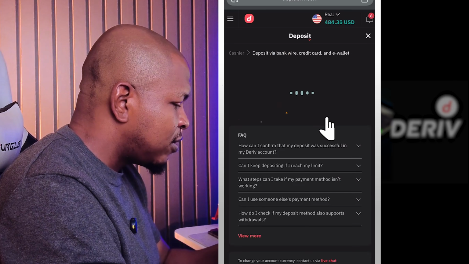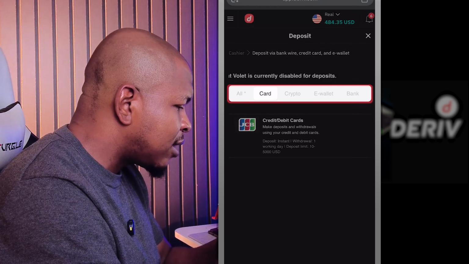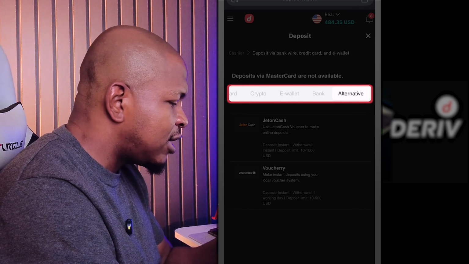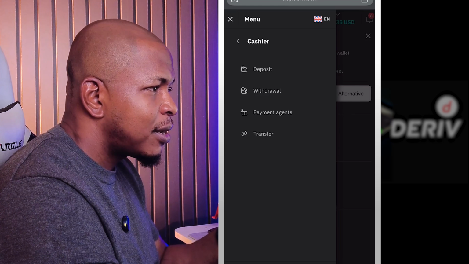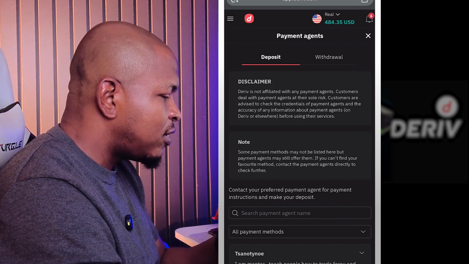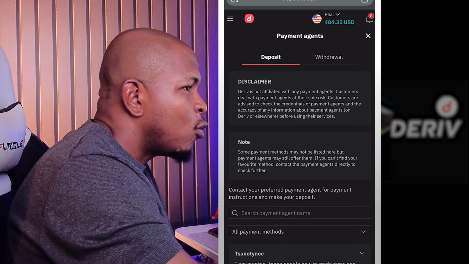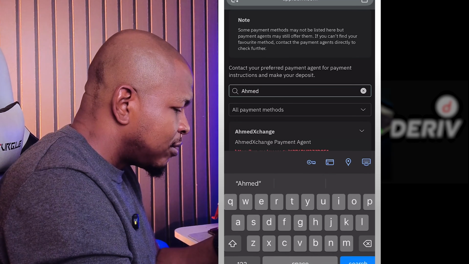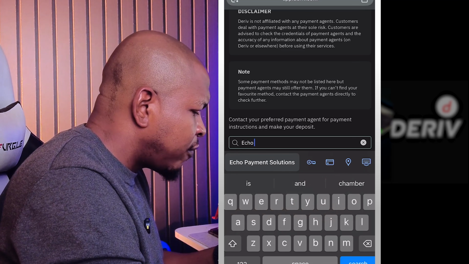So if I click on deposit, you can see I can deposit through different methods, including cards, bank transfer, e-wallets like Neteller, and alternatives like the JTIM Cash. Now, since you can only withdraw through payment agents if you're in Nigeria, you might also want to use it for your deposits. In the payment agent page, you can do deposits, you can also do withdrawals. Now, there are 2 payment agents that I've used over the years, and they have a really good track record. One is Ahmed of Buhari Exchange. The second one is Chijioke of Echo Payment Solutions.